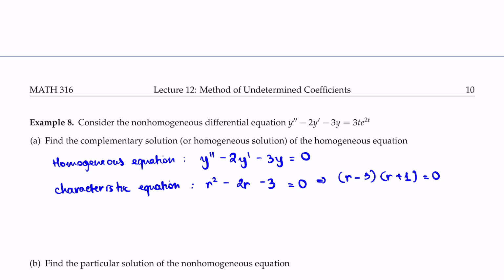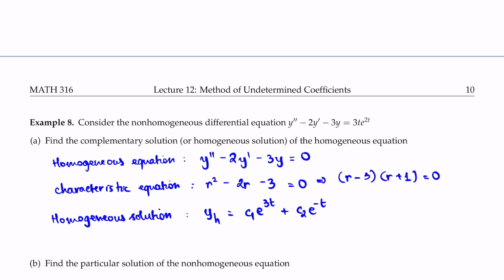So there are two distinct roots, right? r equal to 3 and r equal to negative 1. So the homogeneous solution is y sub h is equal to c1 times e to the 3t plus c2 times e to the negative t.